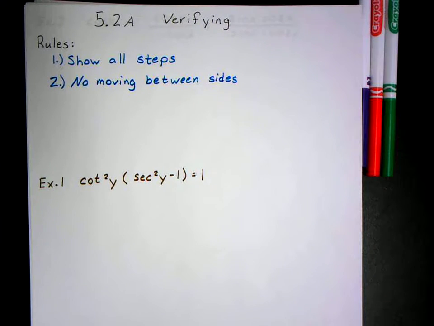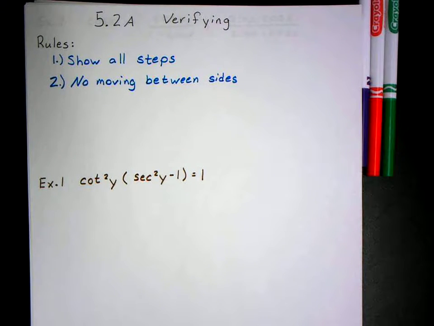No moving between sides. It does not matter which side you work with. You can work with whichever side you want to. You just cannot move between sides. You cannot take something from one side and move it to the other side. You cannot multiply both sides by something. You're working with this just like your simplification problems.